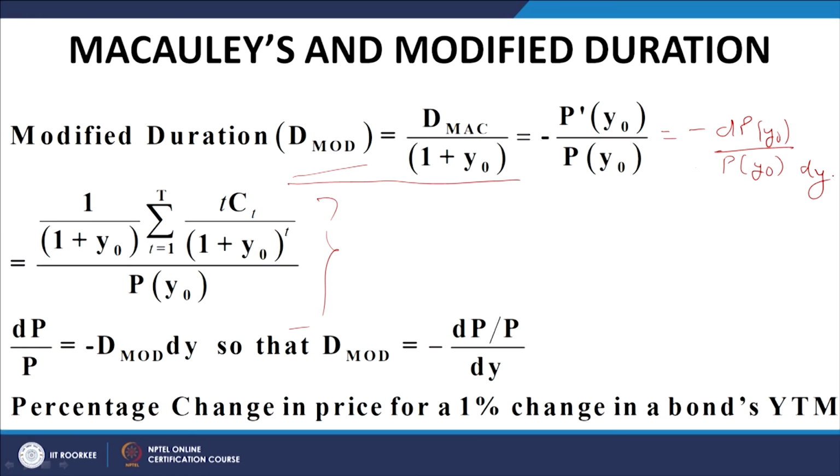This gives us another definition, another expression for the modified duration. Modified duration is the percentage change in price per unit change in the YTM. If the YTM changes by 1 unit, the percentage change in the price of the bond or the bond portfolio, as the case may be, represents the modified duration.